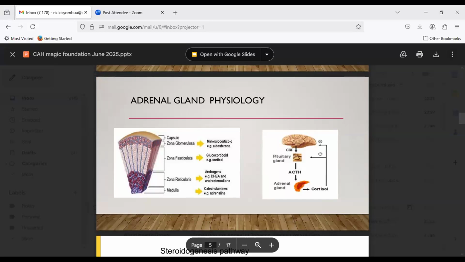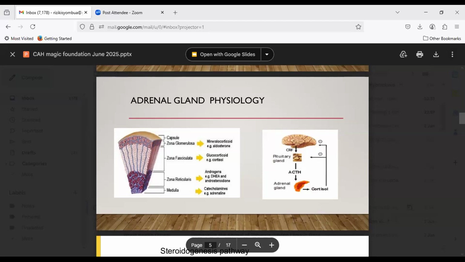So the 3 zones are actually controlled by ACTH. The corticotropin releasing factor from the hypothalamus stimulates the pituitary to secrete ACTH, which is adrenocorticotropin hormone. And that's the one that stimulates the adrenal gland to make cortisol. And cortisol does negative feedback both to the pituitary and the hypothalamus. What you notice in this diagram is that the other hormones, the mineralocorticoids and the androgens, although all are stimulated by ACTH, do not have a feedback mechanism.